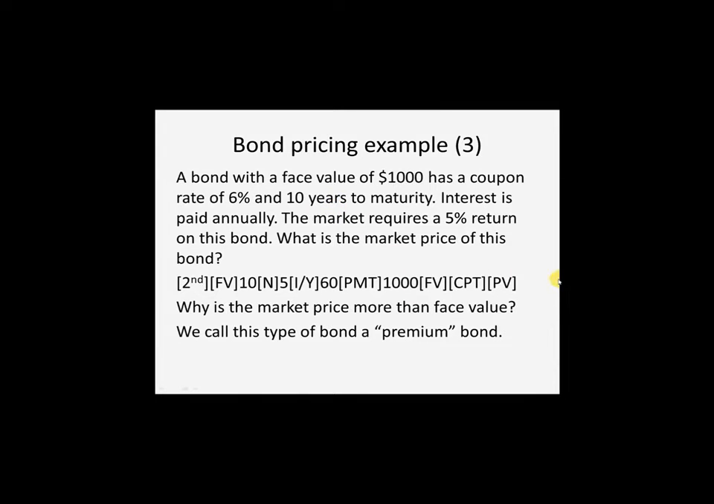Okay, let's try another bond pricing example. Once again, we have a bond with a face value of 1,000, though I didn't have to tell you that since that's our default assumption. It has a coupon rate of 6% and 10 years to maturity. Interest is paid annually. So far, the bond is the same as before. The market requires a 5% return on this bond. What is the market price of this bond?